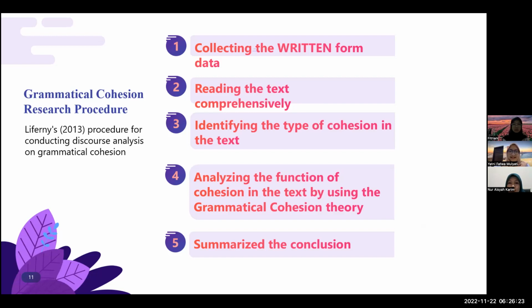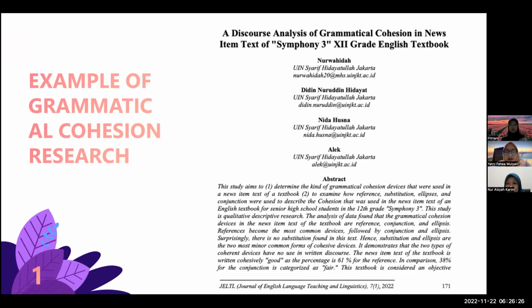Next slide, please. Okay, so this is the example of grammatical cohesion research. And thankfully, we found an example that was published by our own lecturers. Like what I mentioned earlier, if you want to just focus on finding the types only, we could do that. So this is the example: a discourse analysis on grammatical cohesion in news item text of Symphony 3 grade English textbook. So this is based on the English textbook, and in the third step is identifying the types.